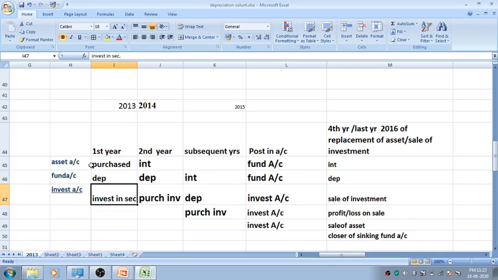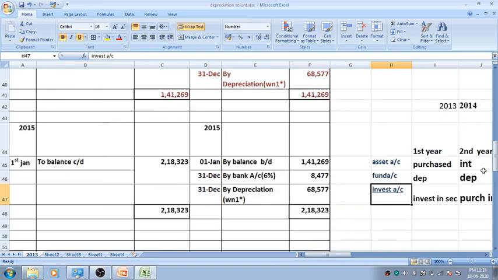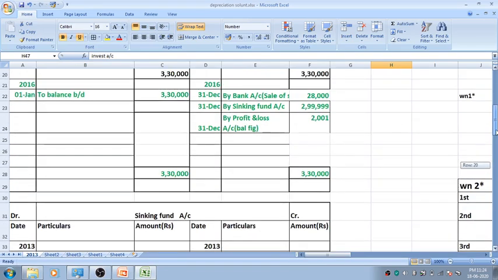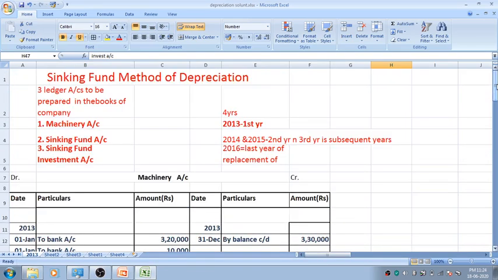Now this purchase of machinery will be posted in the asset account. Asset here is machinery, so it will be posted in the machinery account. Depreciation fund created will be posted in the sinking fund account, and investment purchase will be recorded in the investment account. So let's go to the ledger accounts. First prepare the ledger account format, all 3 at a time.